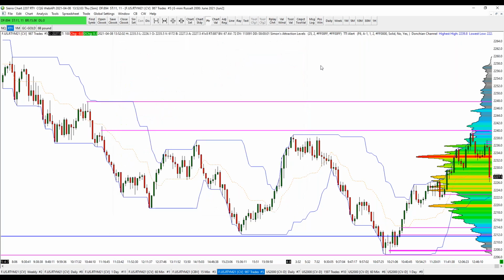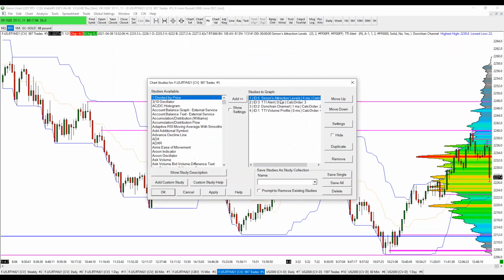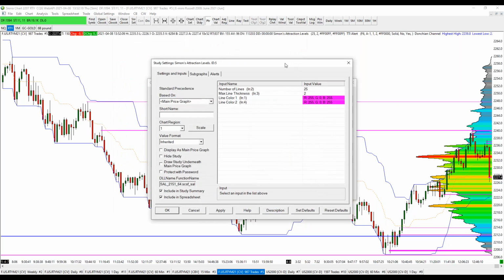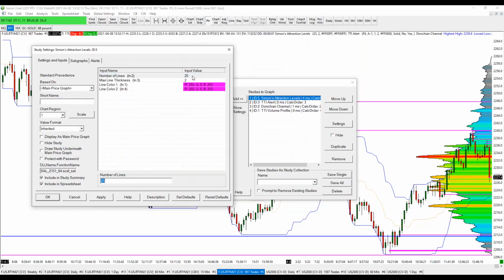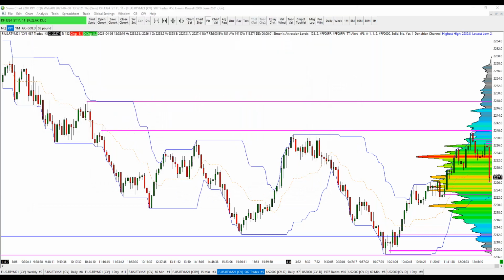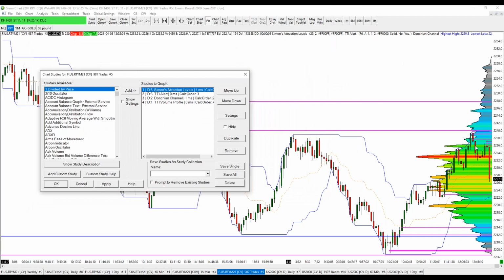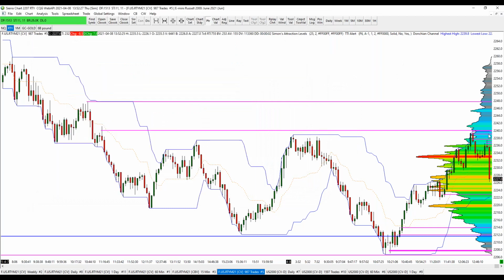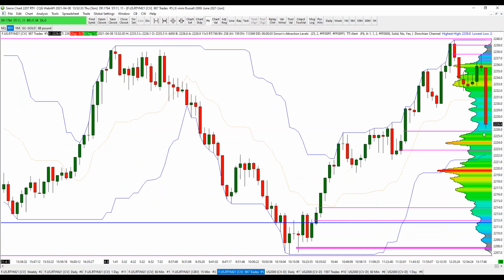Now, if I'm looking at my indicators, the main indicator is Simon's attraction level, sell indicator. I have 25. You see 25? 25 levels out of 50 are printing on this chart, which are the volume. Look at the magenta lines right on the chart. You see these magenta lines? Sometimes they will show up. Look, I have a support right here. You see it?